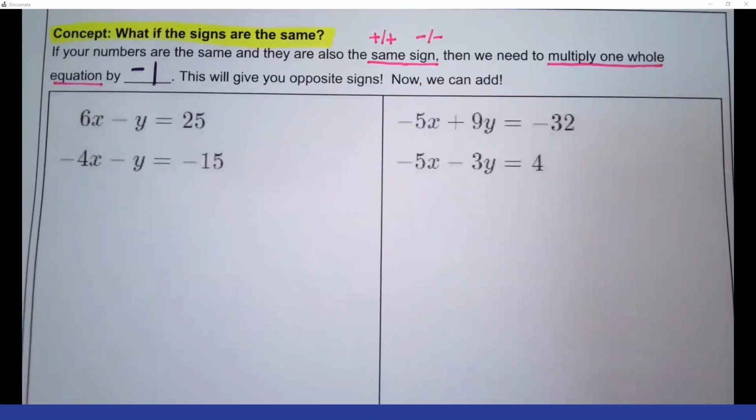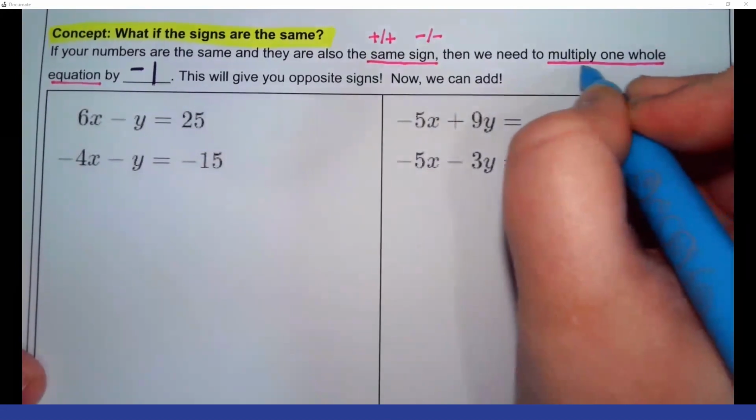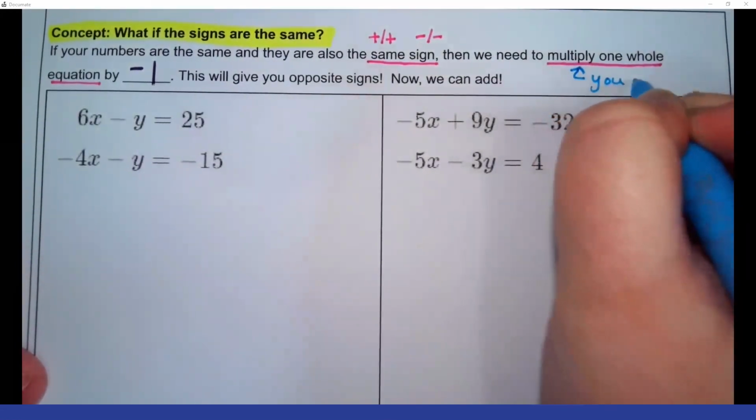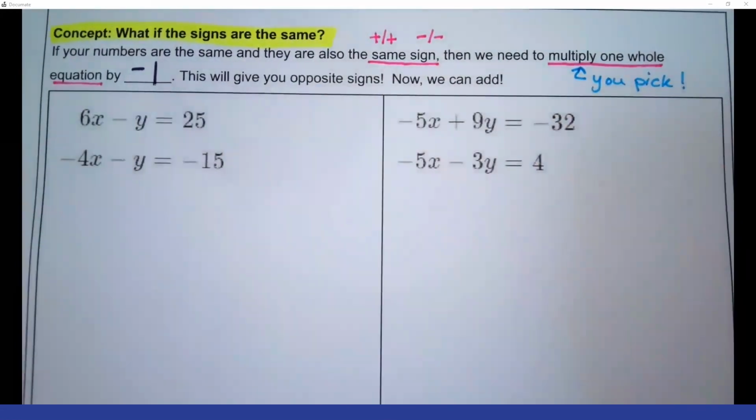You may be wondering, which equation do I multiply by -1? You pick which one you want to multiply. It's completely up to you. Personally, I like to pick the equation that has the most negatives, because remember, when we multiply a negative by a negative, it turns positive, and we love working with positive numbers. So that's how I decide.